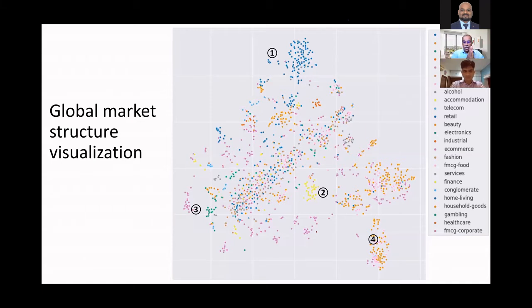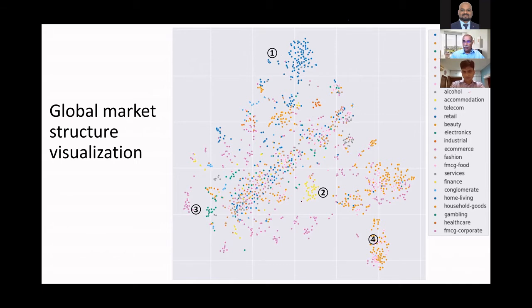Now, once you have crunched it up, this is what we get out of it. This is the global market structure visualization. These are all the categories as the brands categorize themselves on Facebook: auto, airlines, travel, software, sporting goods, retail goods, beverages, alcohol, accommodation, telecom, retail, beauty. You can see here, it seems like all the auto brands are congregating here.